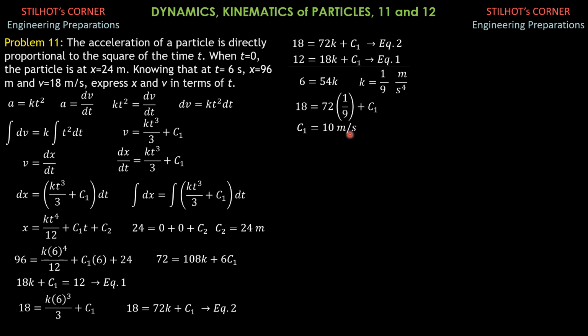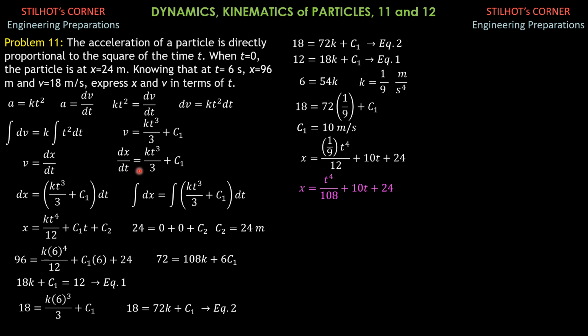Having found this constant, we can now derive the expression for the position x. So x is equal to this. So into this equation, x is equal to k, 1 over 9, times t to the fourth over 12 plus c sub 1, which is 10 times t, plus c sub 2, which is 24. So therefore, the formula for x is t to the fourth over 108 plus 10t plus 24.